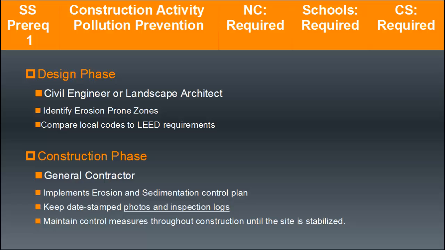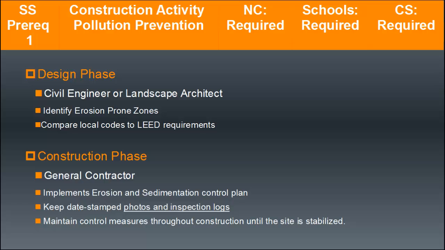In the design phase, this could be a civil engineer or landscape architect in the LEED. But take note, in LEED version 4, there's a new integrated process section in the beginning of the LEED rating system for new construction that includes all team members working together to solve these issues to make a more sustainable development holistically. During this time, you want to identify erosion-prone zones and compare local codes to LEED requirements.